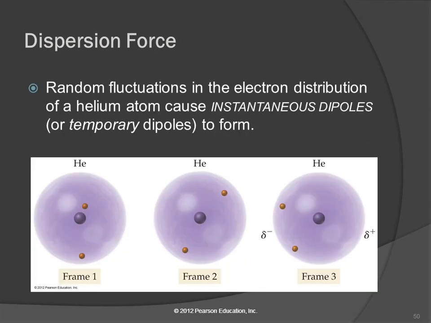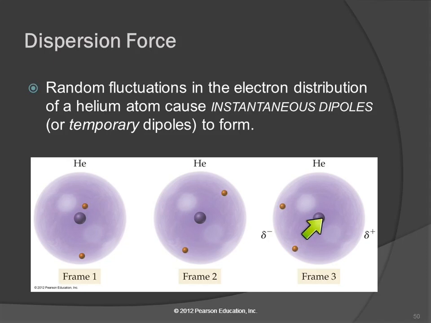Let's look at these illustrations of a helium atom. Here we've got the nucleus, and helium has 2 electrons. Here's a picture of helium at one time, and here's a picture of helium at another time. You see that the electrons are just in there somewhere. And here's a third time. This time, both of the electrons just happen to be on one side of the atom. That's going to cause the electron distribution to be lopsided.